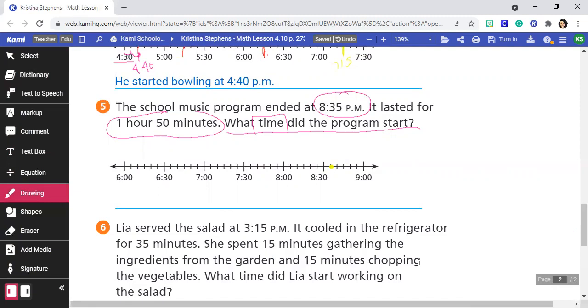And so 50 minutes, I'm going to just skip count to 50 by fives. Again, this is the strategy I feel comfortable with right now. If you feel comfortable skip counting by 30 and then 20, you are welcome to do that. 5, 10, 15, 20, 25, 30, 35, 40, 45, 50. So there's 50 minutes that's gone by. And I'm going to go back another hour.